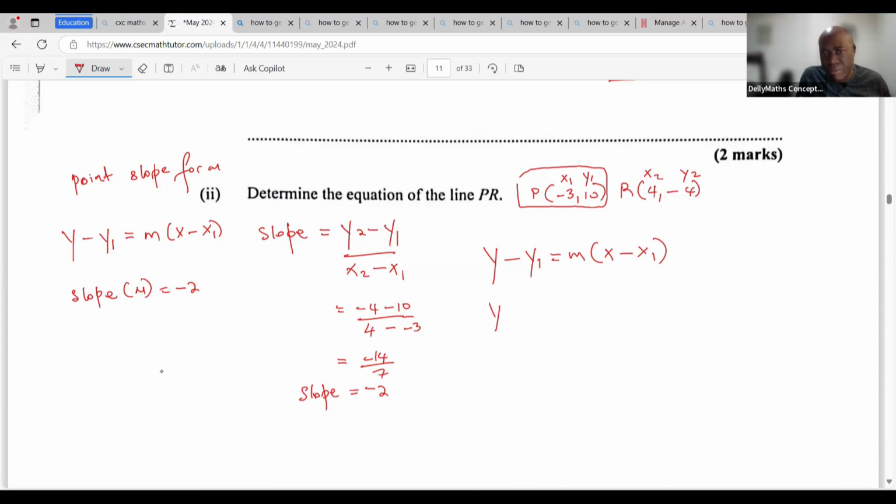Y1 is 10, so it's going to be y minus 10, and this is equal to my slope, which is -2, open bracket, x, and then minus x1, which is -3. We have to be careful here. Remember, there's a negative in the old setup, and then there's a negative number coming. So let us just rewrite this quickly. So y minus 10 is equal to -2, open bracket, x, and then this will become a plus, so we have +3. And this is okay.